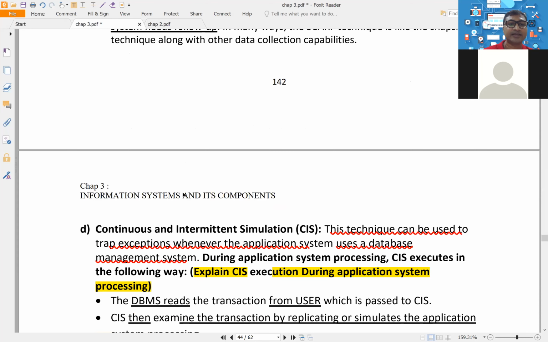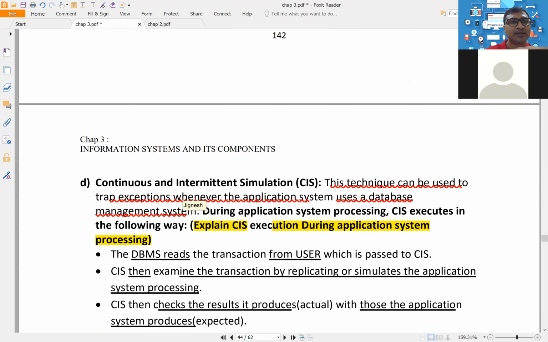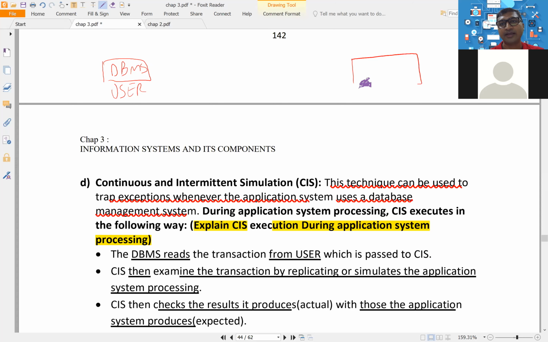Next, CIS. Remember CIS? Now I'm just again helping you to understand CIS. Now when a user is using the DBMS to update data in the database, but look guys, we need to verify that the update which is done by the user is not unauthorized. It should be correct. So what we have done, we have created CIS in between. Now CIS is like a security guard.